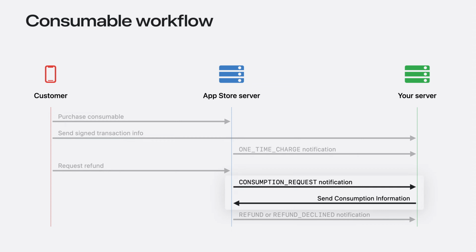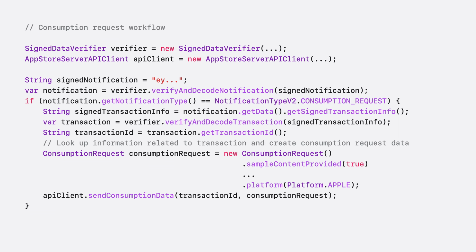The latter part of this workflow might look a little intimidating at first, but the App Store server library can help. Here's one way to implement the consumption request workflow with the App Store server library. I'm using Java in this example, but the library is also available for Node, Python, and Swift on server as well. First, I create a signed data verifier and App Store server API client. For brevity, I omit the arguments here.